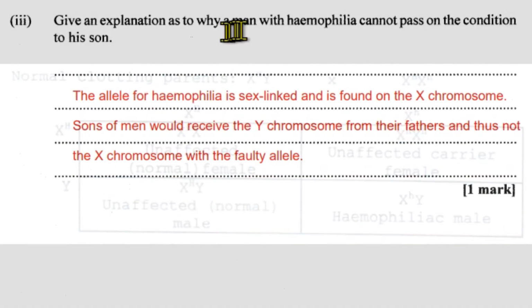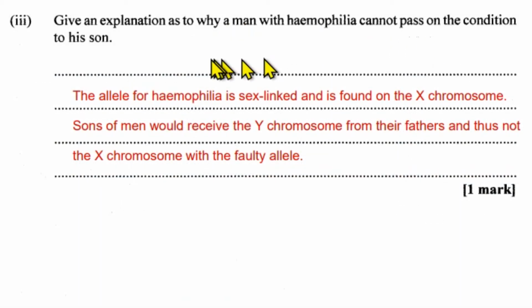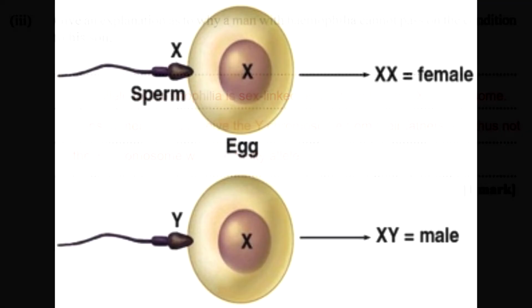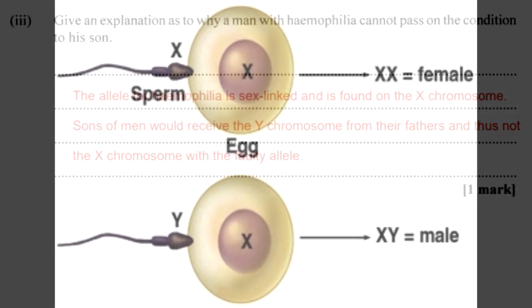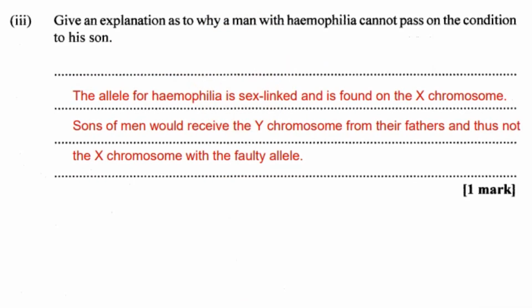Give an explanation as to why a man with hemophilia cannot pass on the condition to his son. So when we were saying this child would receive an X chromosome or a Y chromosome, those are from the gametes. And sperm cells can either have an X chromosome or a Y chromosome. And egg cells, which are the female gametes, can only have X chromosomes. So a boy would have to inherit an X chromosome from his mother and a Y chromosome from his father because females do not produce Y chromosomes. So the Y chromosome can only come from the father.